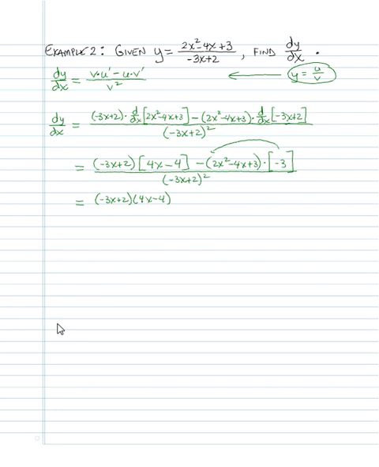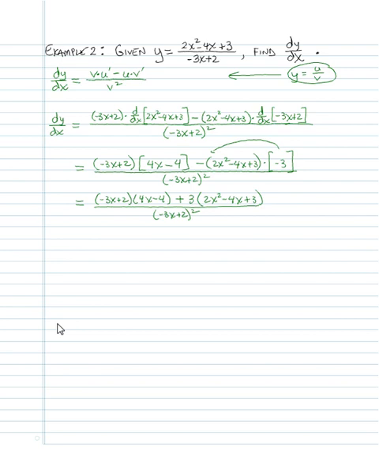Now, if I put this negative 3 in front, I'm going to have a negative of a negative, which will be positive, won't I? And then I'll have 3 times the 2x squared minus 4x plus 3. So just a little rearrangement before I actually calculate. And of course down here I have a negative 3x plus 2 squared.